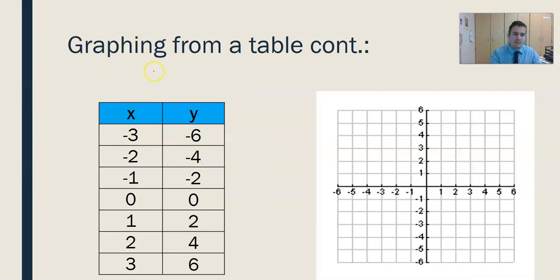I'll do this example for you too. If I have negative 3, negative 6, this point's going to be right here. Negative 2, negative 4. -1, -2, 0, 0, 1, 2, 2, 4, 3, 6. So that table of values would represent just a straight line going through the origin. Sorry, my line is so terrible looking. So that's how I graph from a table.